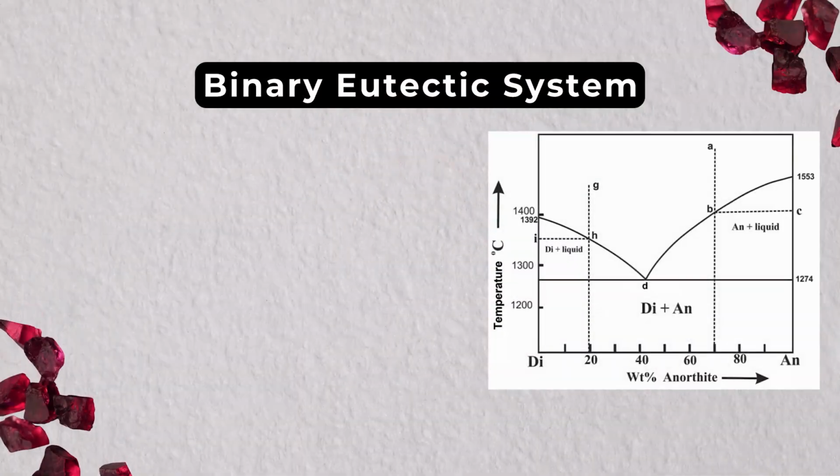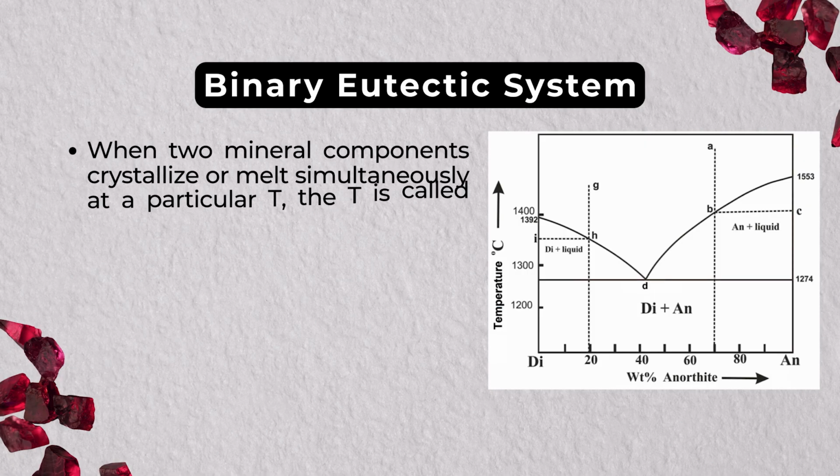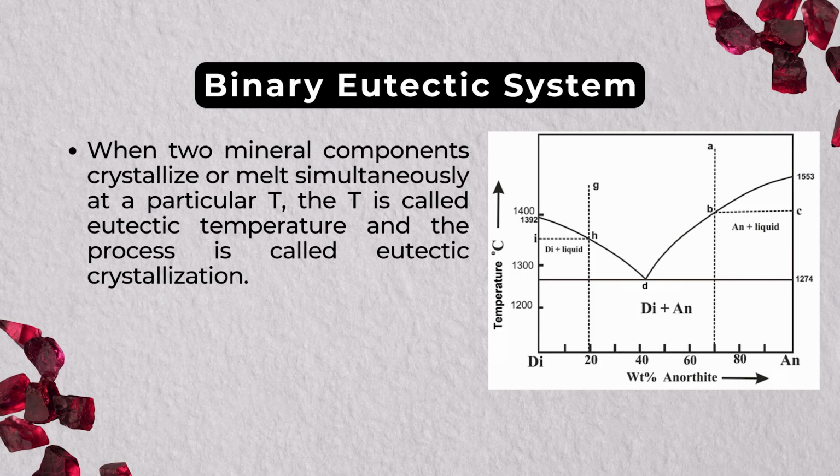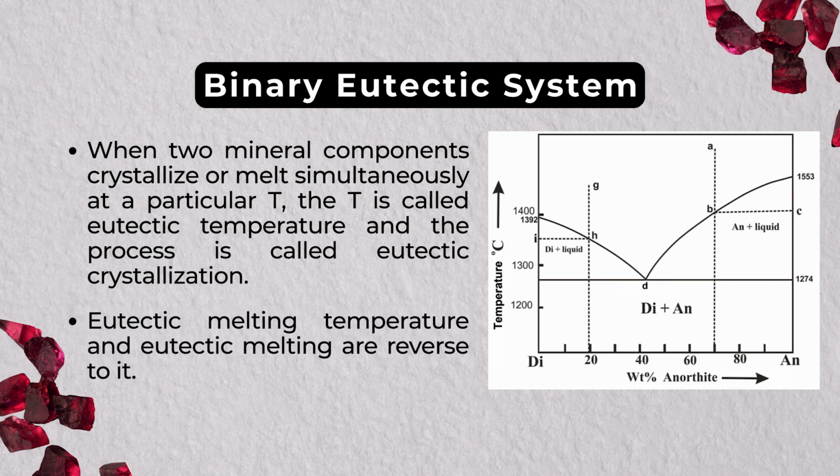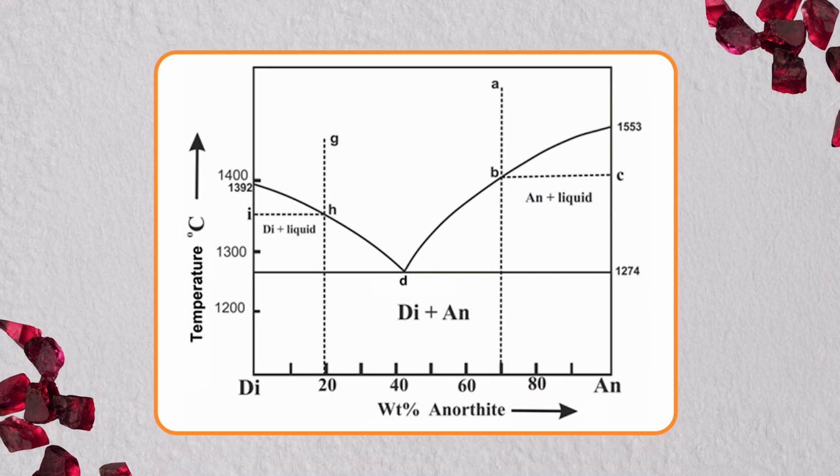Listeners, let us discuss the binary eutectic system. When two mineral components crystallize or melt simultaneously at a particular temperature, the temperature is called the eutectic temperature and the process is called eutectic crystallization. Eutectic melting is the reverse of it, and the eutectic crystallization is shown over here in this diagram. On the abscissa, I have plotted diopside and anorthite.